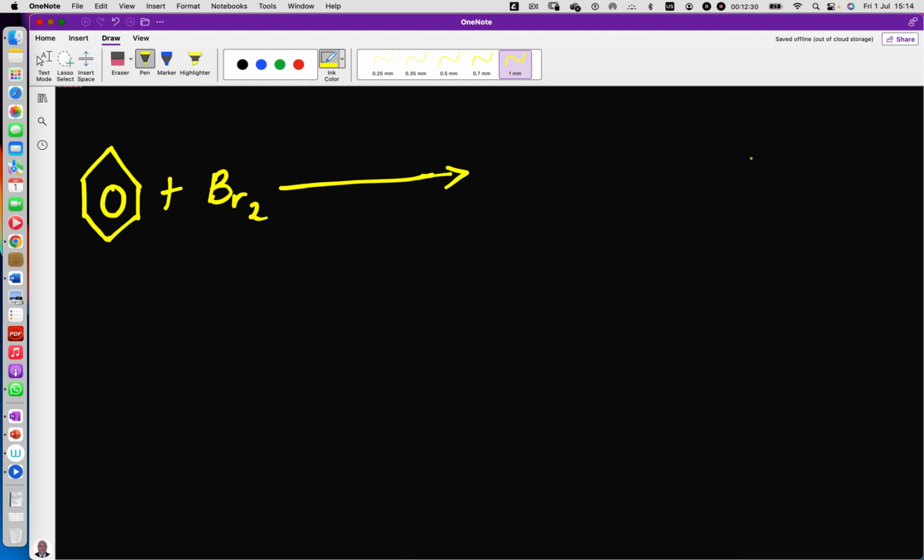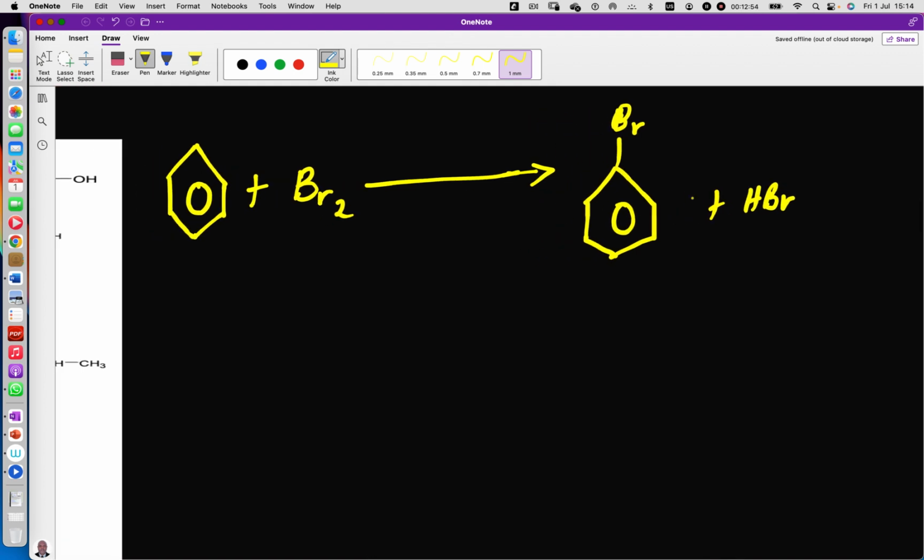We have that. This is what we are going to have. We will have this electrophilic substitution. Bromine is going to substitute the hydrogen, and this will be the product, the bromine here, plus hydrogen bromide. Once more, for the reaction mechanism, watch our previous video on halogenation of benzene. Okay, this is how this is done.